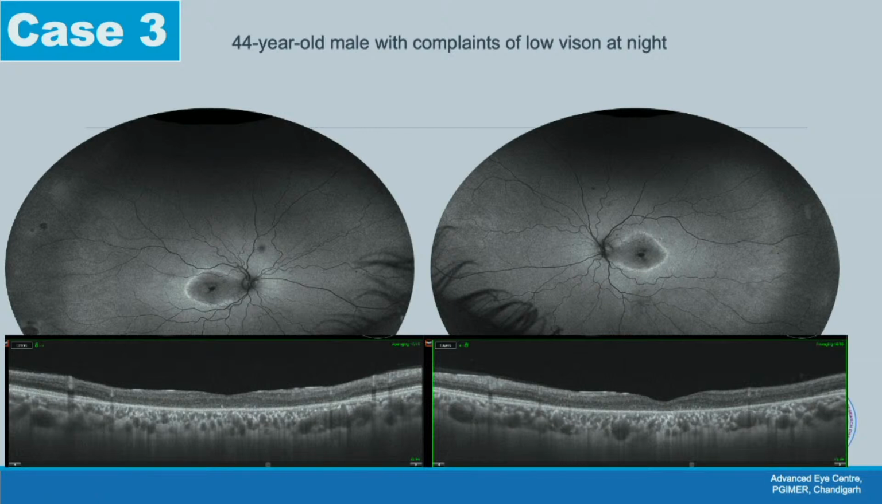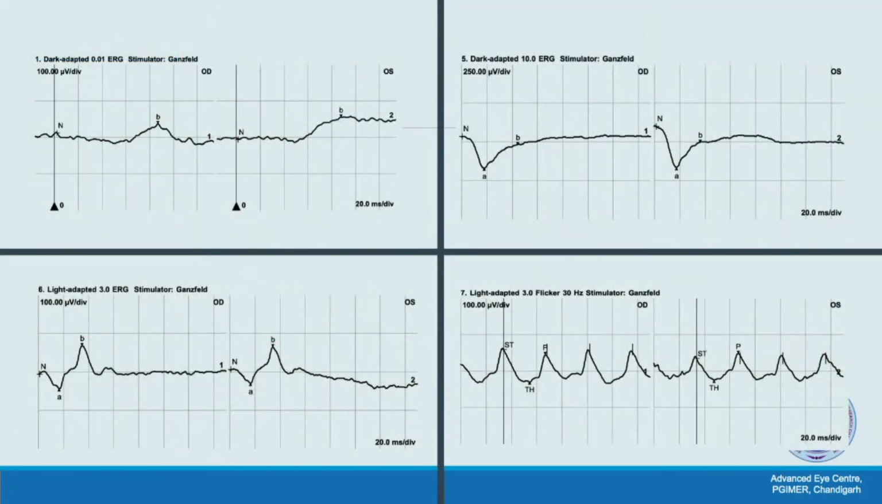But the patient says he has a problem in night vision. He does not have a problem in day vision. He has more problems in night vision. So you go ahead and do an ERG. What you see in the ERG is that your B wave is reduced, your dark adapted ERG is diminished, and when you see your light adapted, they are relatively normal. They are also reduced, but you are getting a good waveform. This proves that the patient is not lying to you.